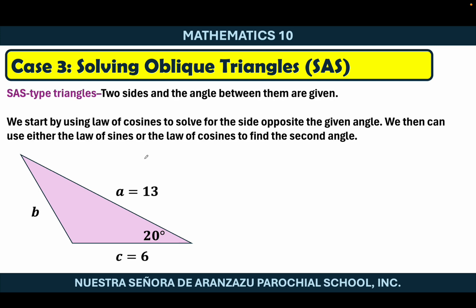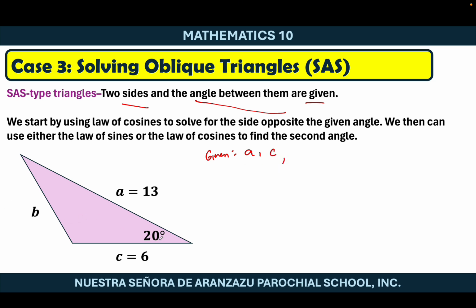Let's have an example. So, this video focus on the case 3 of solving an oblique triangle or the SAS or the side angle side, wherein the 2 sides and the angle between them are given. So, the first step is to find, let's list down first all the given. So, the given here are side A, side C, and angle.